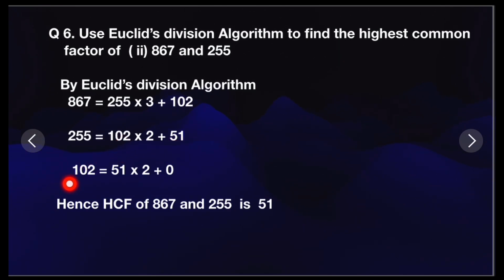So take this as the dividend, divide it by 51, you will get the quotient, and now the remainder is 0. So now the divisor, be careful here, don't take the quotient, it should always be the divisor. 51 is the HCF.